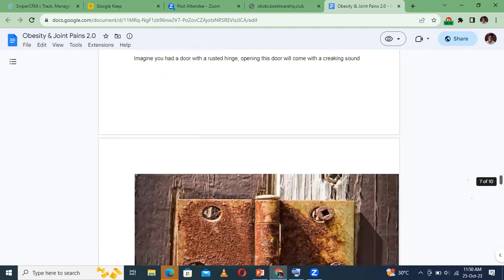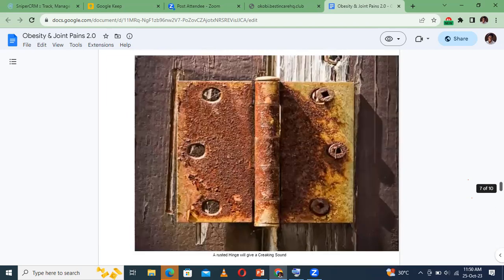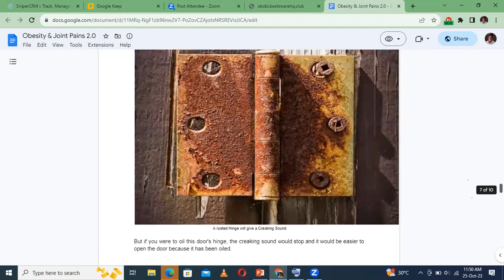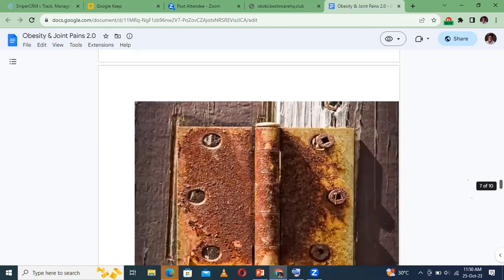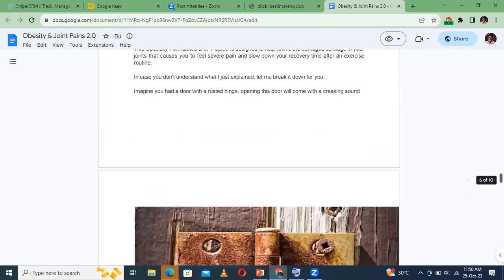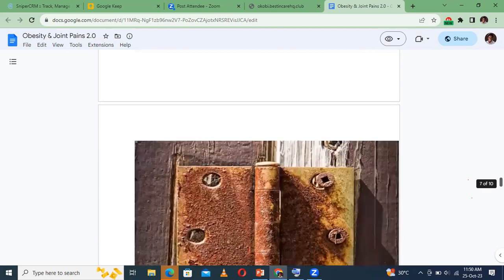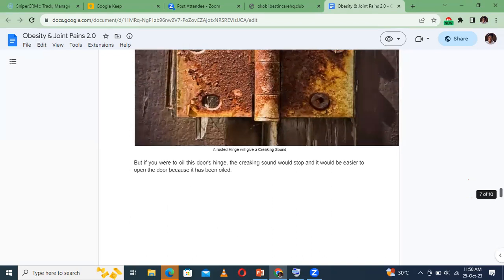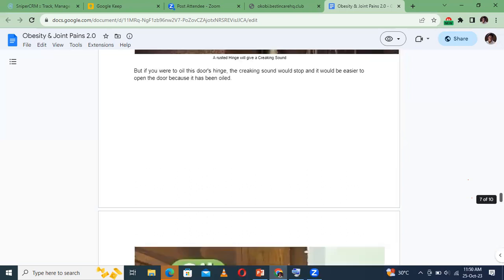Opening the door will come with a creaking sound. And then I added the image, a rusted hinge that will give a creaking sound. So imagine you had a door with a rusted hinge. Opening this door will come with a creaking sound. But if you were to oil the door's hinge, the creaking sound will stop and it will be easier for you to open the door because it has been oiled.